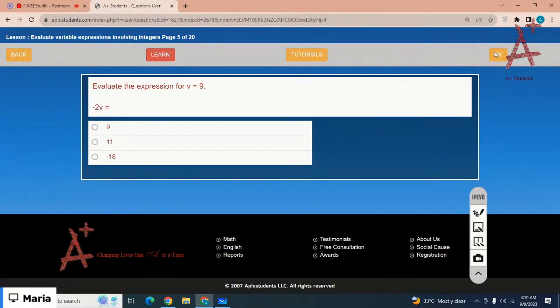Evaluate the expression for v equals 9. So which is the correct option? Okay, just replace the v with 9, so negative 9. 9 times negative 2 is, yes, it is negative 18. The correct option is negative 18. Very good.